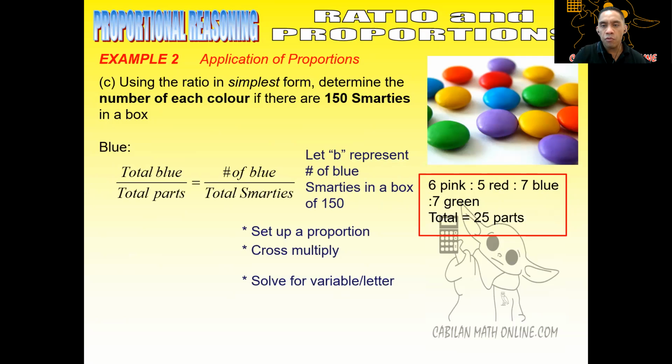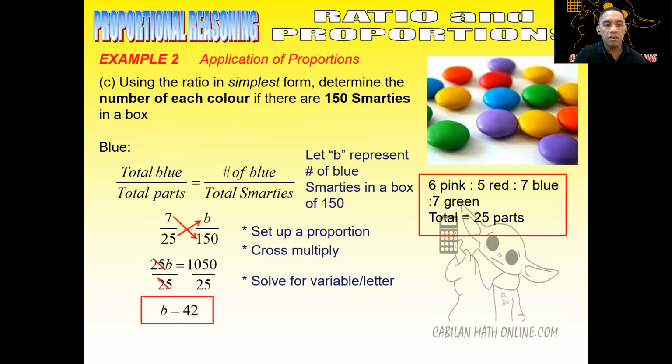Based on the simplest form, there are 7 out of the 25 parts which are blue. On the right side, we're going to put B over 150, and we're going to solve for B because B is what we don't know. So we cross multiply, and then from the last step, divide both sides by 25 because it's a number that's attached to the letter. So what we now have is a total of 42 blue Smarties.